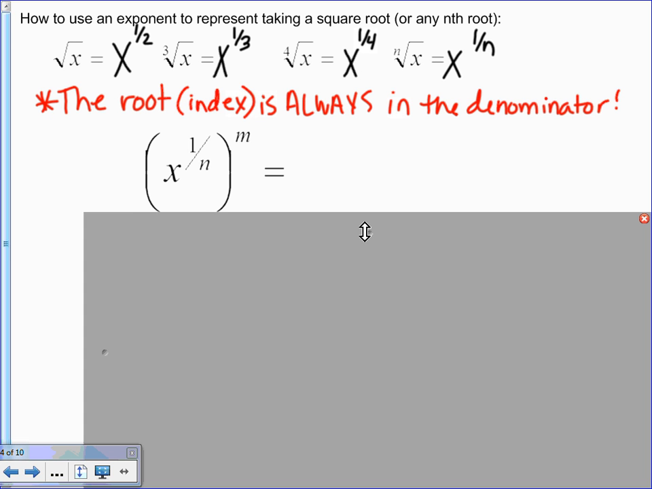Think about all your properties from yesterday. Maybe flip back in your notes if you want and look them over. You've got a product of powers, a quotient of powers, power of a power, power of a product, power of a quotient, zero, negative exponent properties. Which one does this most resemble? Oh, you think power of a quotient because it has that fraction? Okay. What else does it look like?